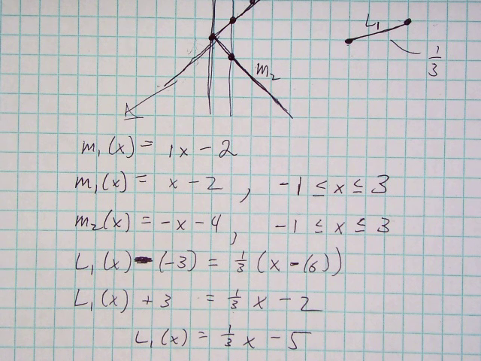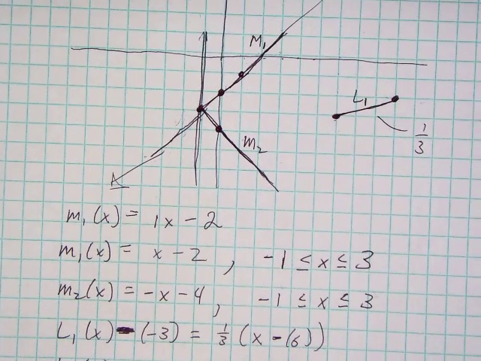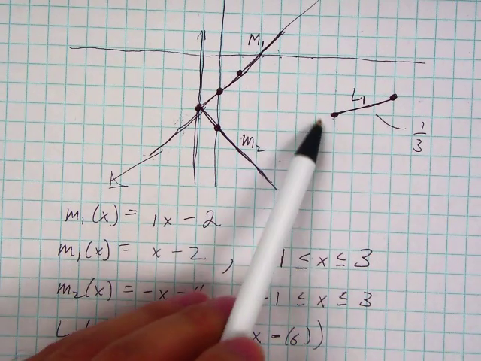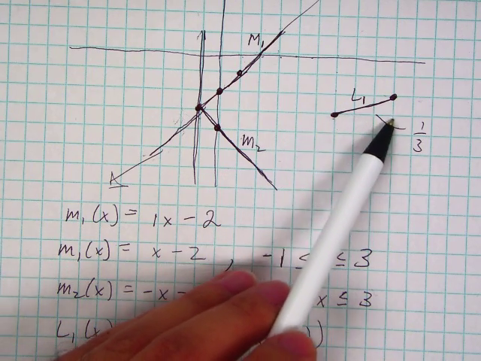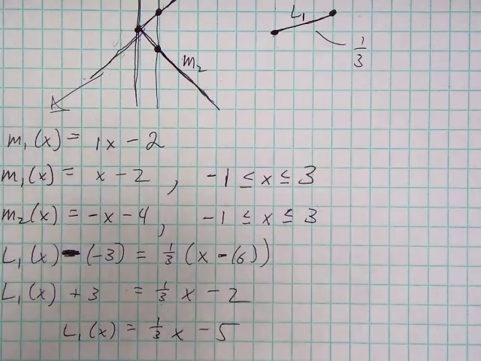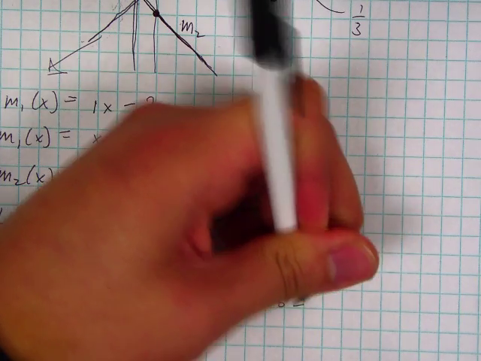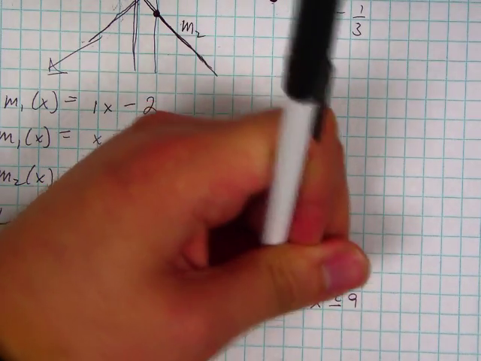So there you go. I found the equation for the line. It's 1/3 x minus 5. So it's not as bad as you think. You can do this. So what's my domain restriction now? What's my minimum x value here? It's 6. And then my maximum x value is 9. So my domain restriction is 6 to 9.